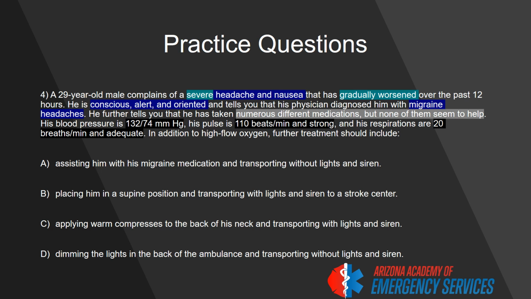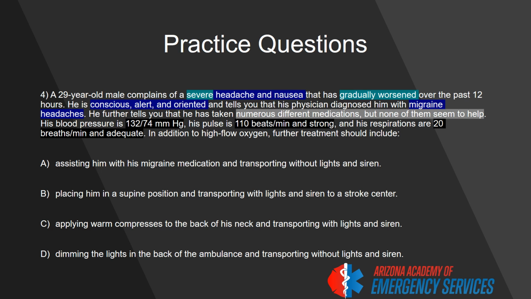Also, the fact that the physician has diagnosed him with migraine headaches. Of course, when you read that information, you shouldn't automatically assume that this patient is having a migraine, but you have about a 99% certainty now that this is what the problem is. The fact that his physician has diagnosed him with migraine headaches in the past means that he has a history of this, and we know from lecture and from reading the textbook that this is exactly how migraines present. They can last a very long time: severe headache, severe nausea, photosensitivity, and as they go on, migraines get worse and worse.